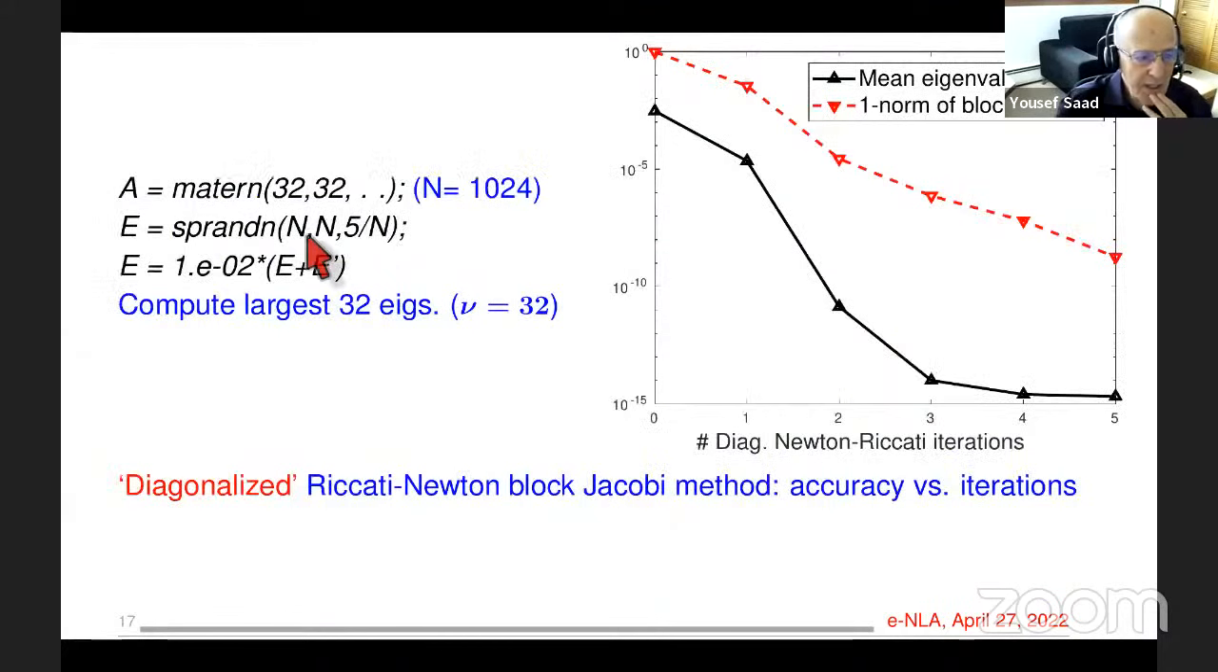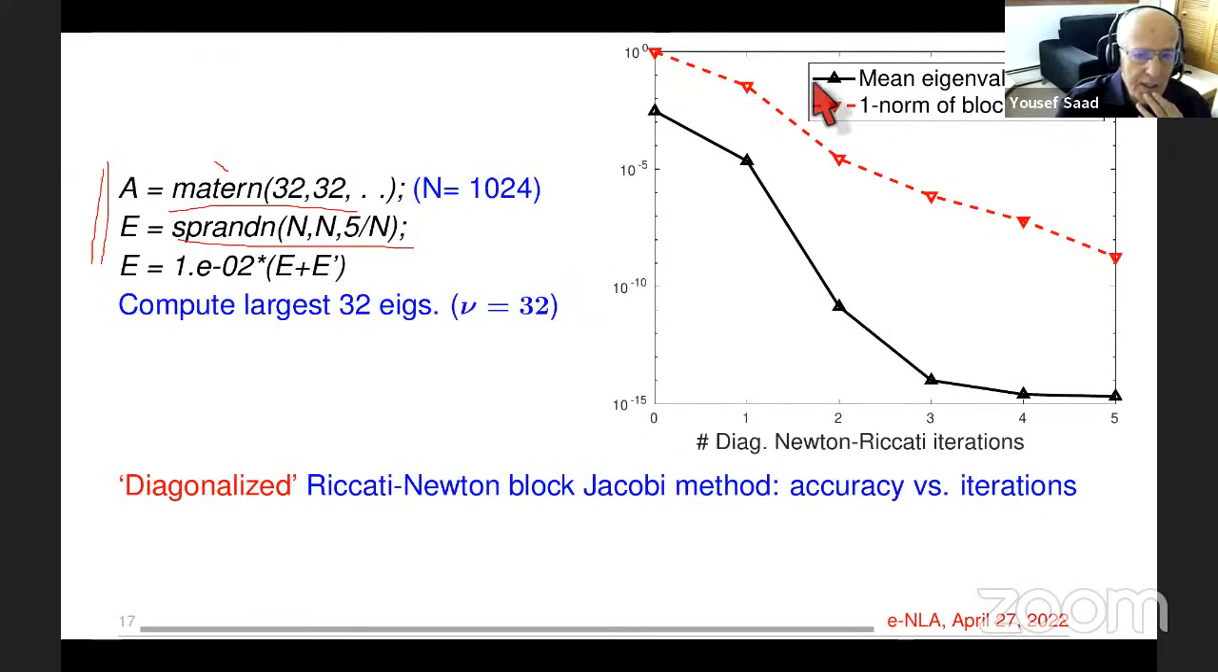Here is a very simple example obtained by using these covariance, Matérn covariance matrices. So this is a 32 by 32 grid where you get a matrix of size 1024. And I perturb it with this MATLAB notation here. So roughly five non-zero elements per row. And then I normalize this so that you have roughly 10 to the minus 2.